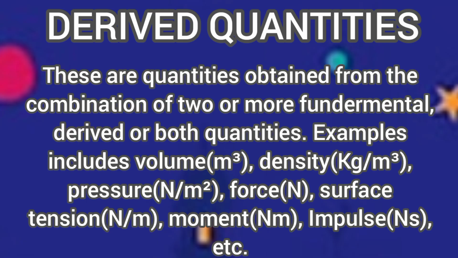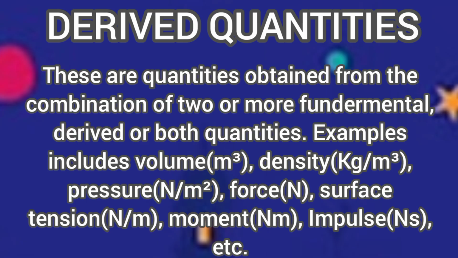Surface tension is the force per unit length acting perpendicularly on the surface of a liquid, causing it to act like an elastic skin. Hence, the unit is in Newton per meter. Moment is the product of force and perpendicular distance. Hence, the unit is in Newton meter. Impulse is the product of force and time. Hence, the unit is in Newton seconds.